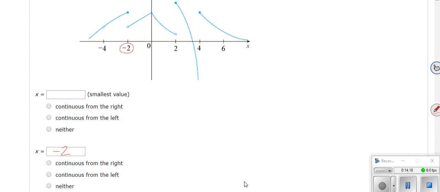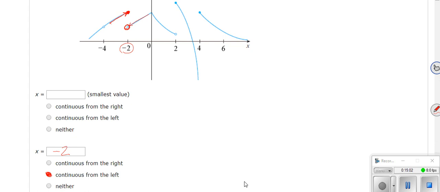So as I'm looking at this, this is the filled-in dot. This is the open dot. This is from the right. This is from the left. Which one is it continuous at? It's continuous from the left. You all see that? Continuous from the left, because as I come from the left up to this point, the value of the function equals the limit from the left. The value of the function does not equal the limit from the right. From the right, my limit's down here, but the value of the function's up there. So it's continuous from the left, but not from the right.